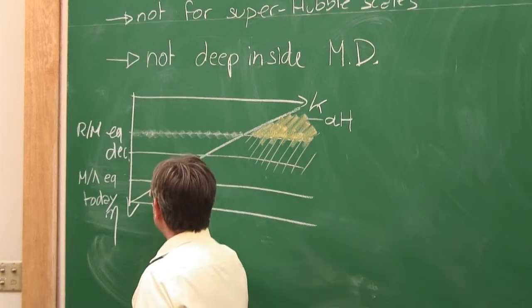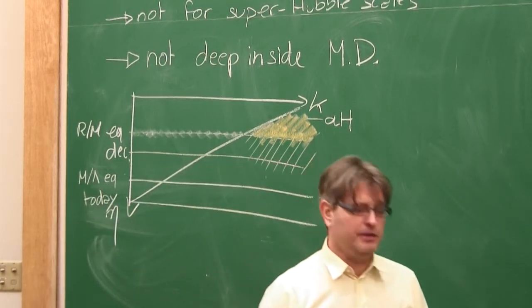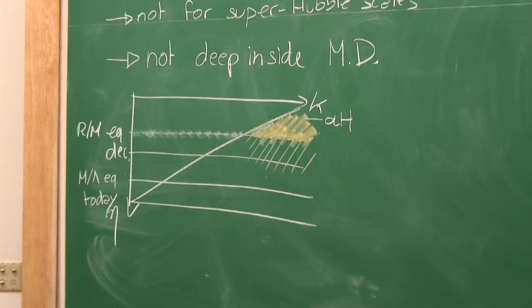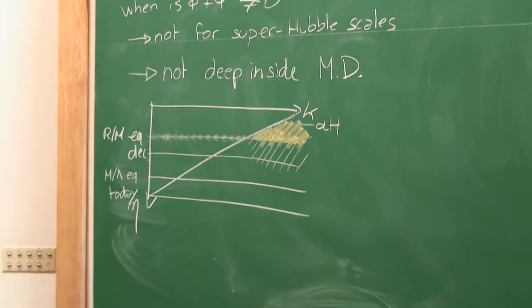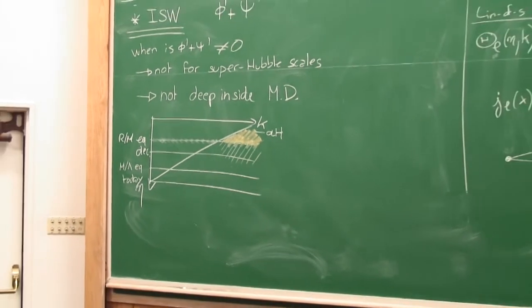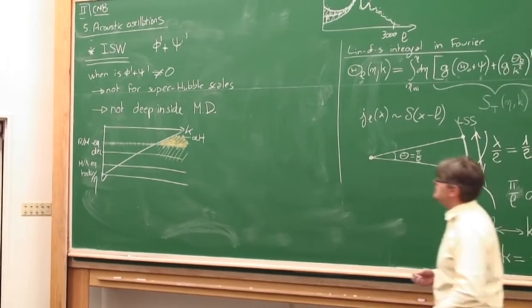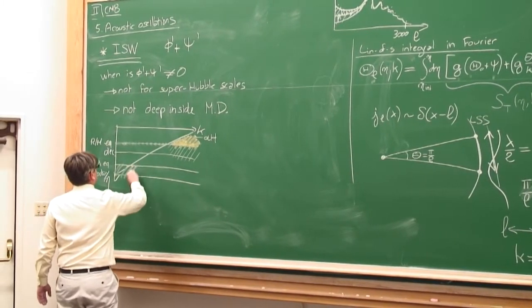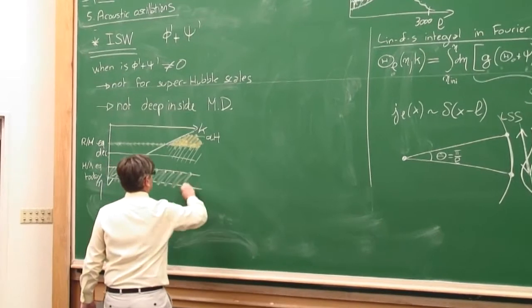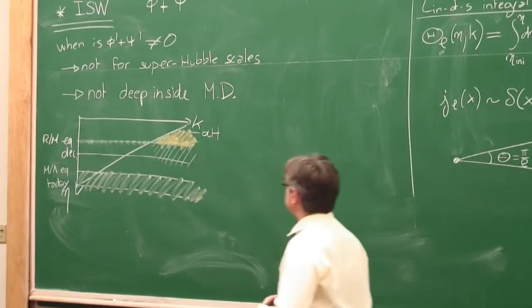Now, at recent time, when lambda becomes important, again, the total equation of state of the universe changes. It goes from 0 to -1. And the story of the equation of state of the universe is important because, as I mentioned, when it changes, phi and psi change also. And so there is a decay of metric fluctuations in this region. Okay?